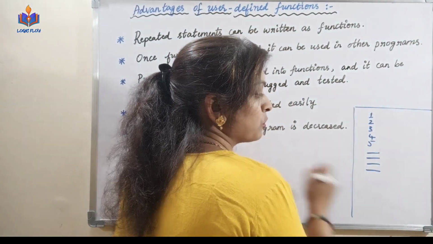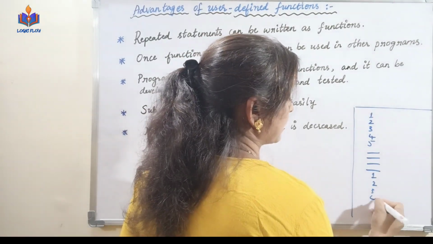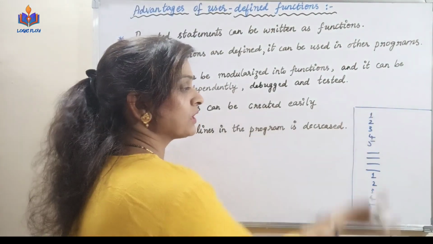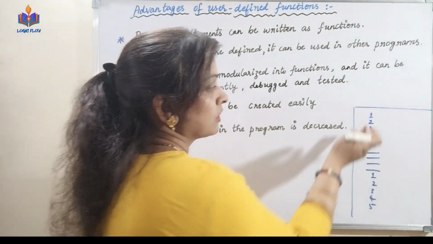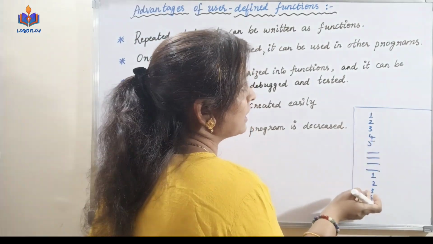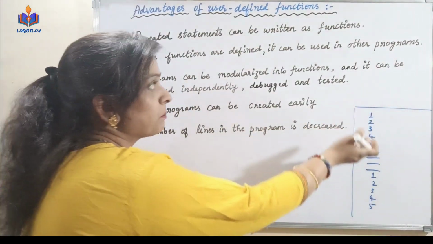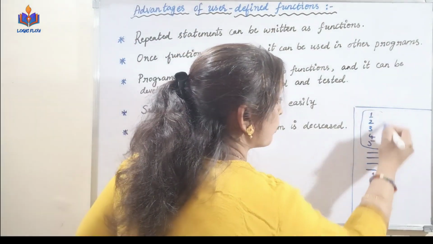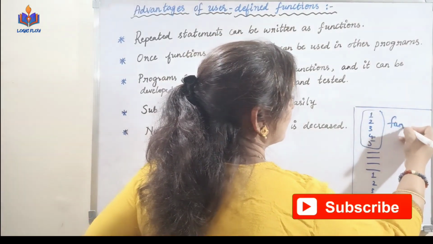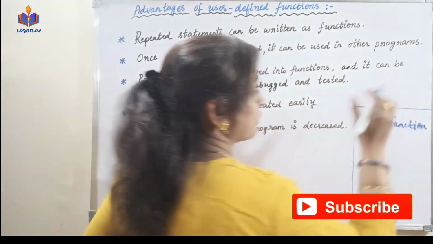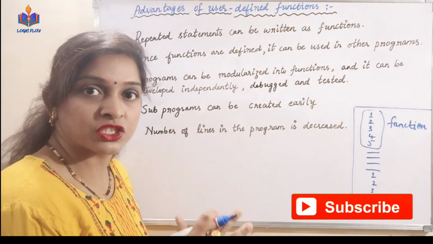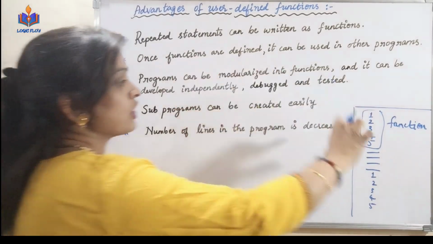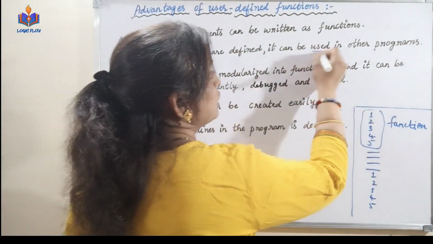So what do I have to do? I have to rewrite this once again. Once I rewrite this, the program length is getting increased, because I am rewriting these statements again and again. So if I have some repeated statements in my program, I can treat them as one function. So I can make that one function. How to make that one function? We'll see that.